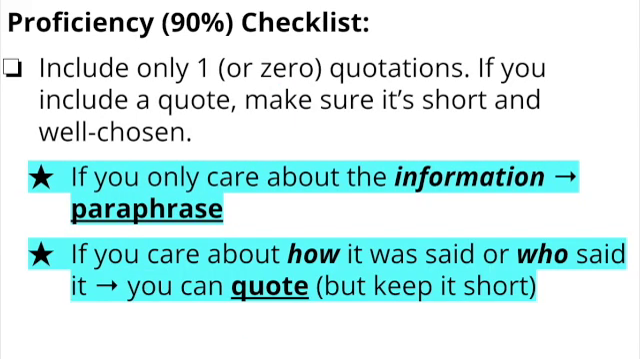A common writing mistake that a lot of high school students make is including way too many quotations. Evidence doesn't have to be quoted. In fact, most of your evidence should be paraphrased into your own words. In a single paragraph, you should only have one quotation, tops, and you don't need to include any.